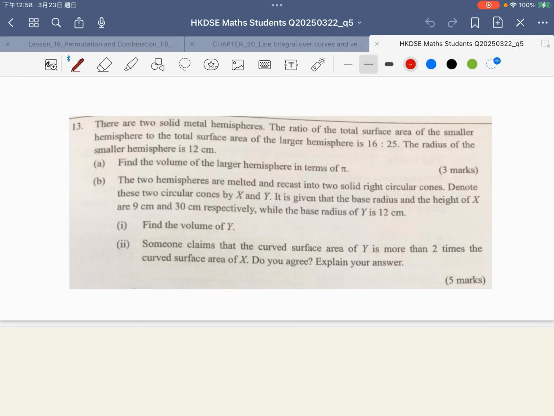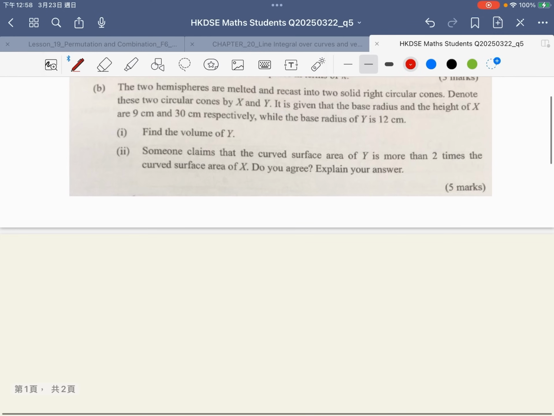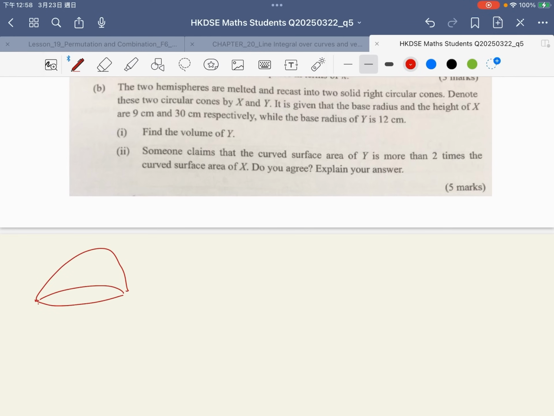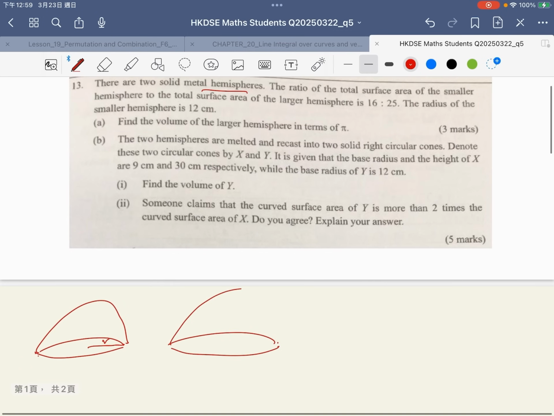Hello everybody, welcome to Dr. K. Liu Math channel. This question is from one of my students. She finished her exam. There is a question I need to present for her, and there are two solid metal hemispheres. A hemisphere is this one. Let me draw the two hemispheres. One hemisphere I let be small r, and the other big R.